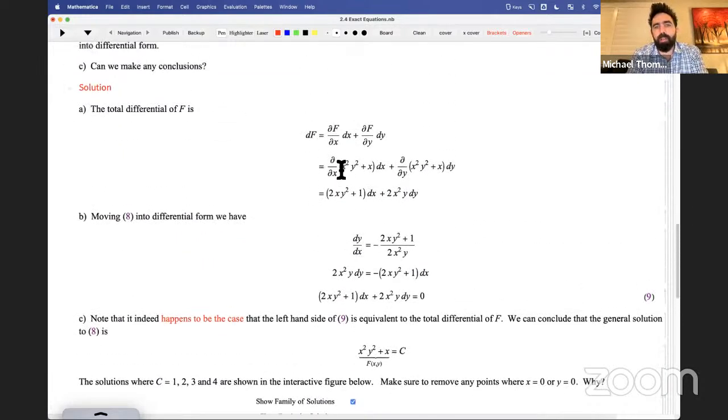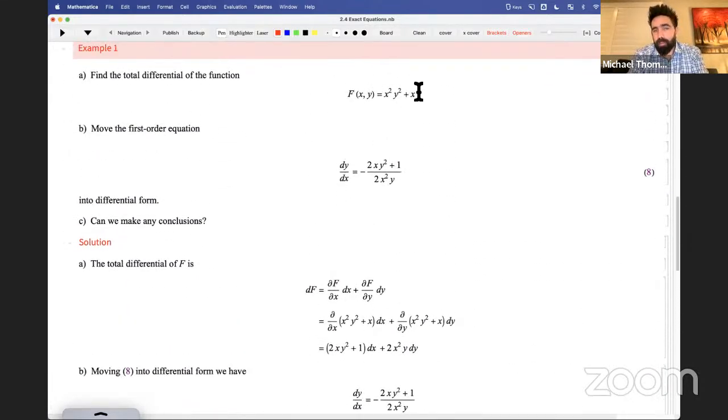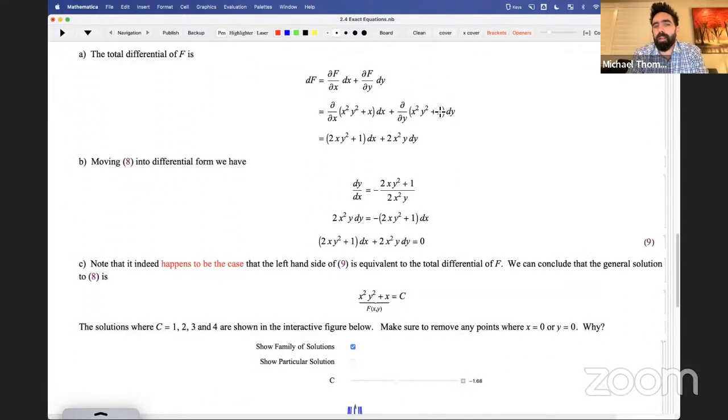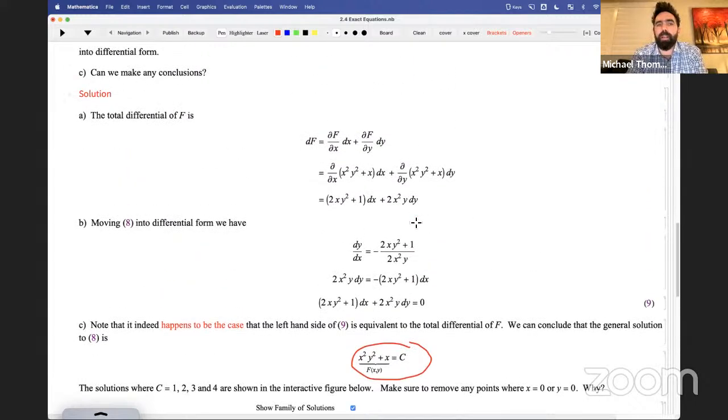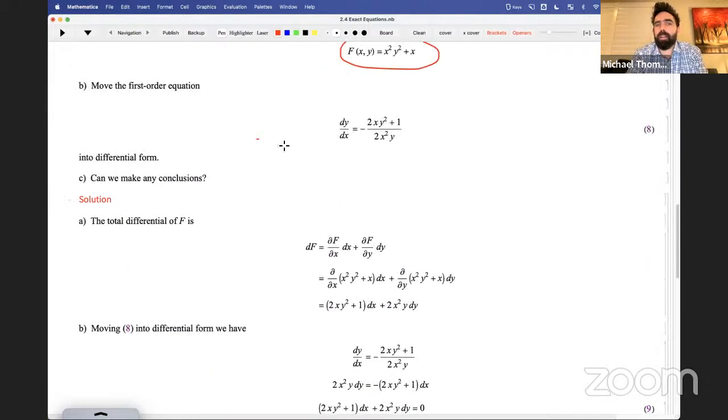Yeah, so we know what the general solution is. What we do is we just go back to our original function f, and we set it equal to c, where c is any arbitrary constant. So I'll take f, here it is, and I'll set it equal to c, and there is our general solution to this differential equation. It'll give us all possible solutions.